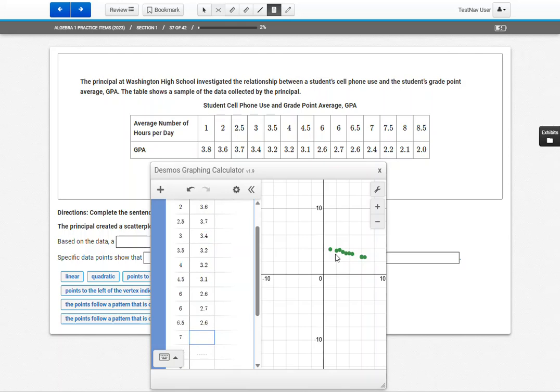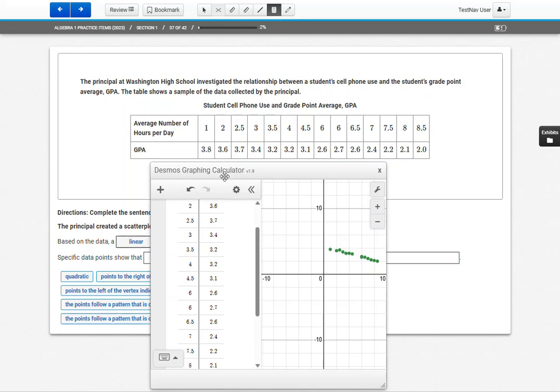2.6, 2.4. Oops, I put 2 comma 4. 2.4. 7.5 goes to 2.2, and then so on. So now, the more data I put in here, you can see that it is definitely a linear. A quadratic pattern, you would see the data going down and then somehow going back up. Okay, so but anyway, for this particular one, it looks like it will be a linear data.